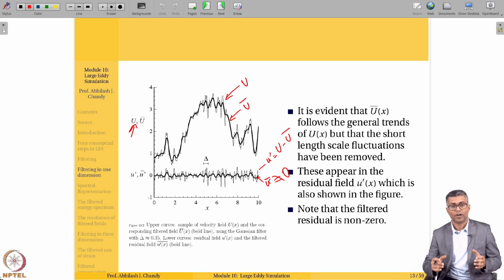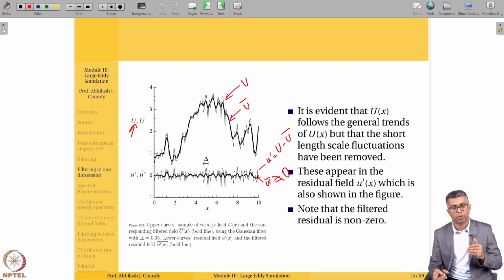That's the idea of having a filter so that you smooth out the velocity, you take away the high frequency components, you only let the low frequency or low wave number components go through, and that's what you have. So you have a smoother velocity profile. That's what the filtering does.